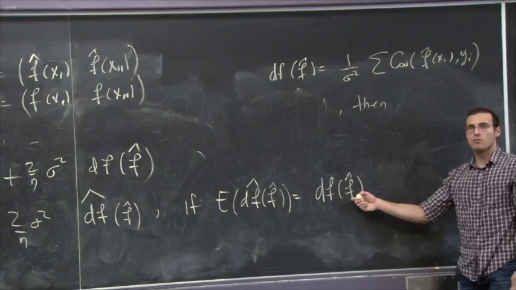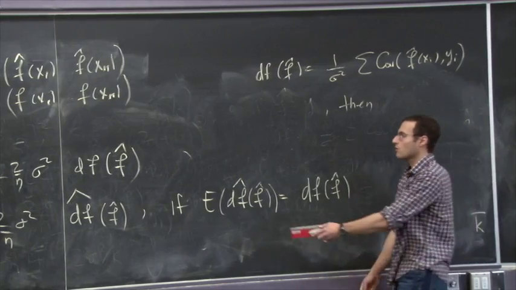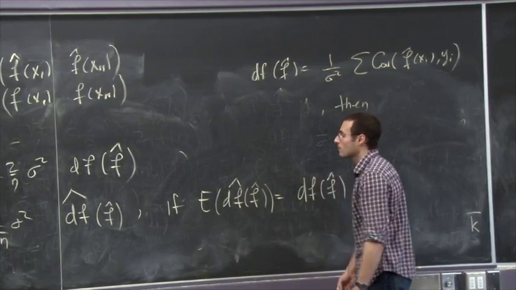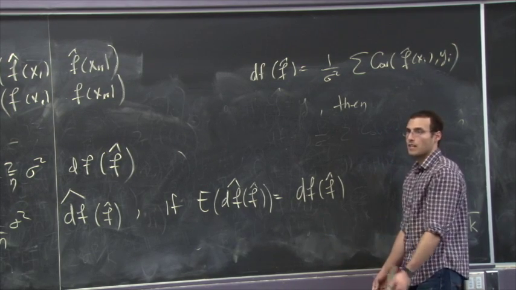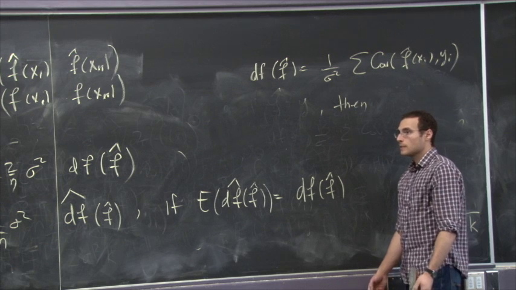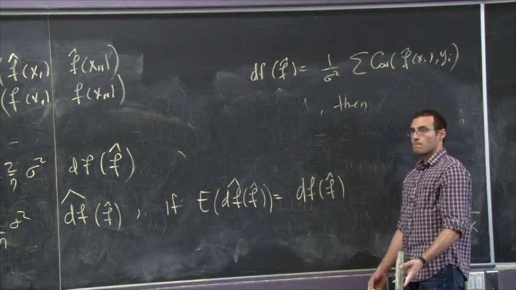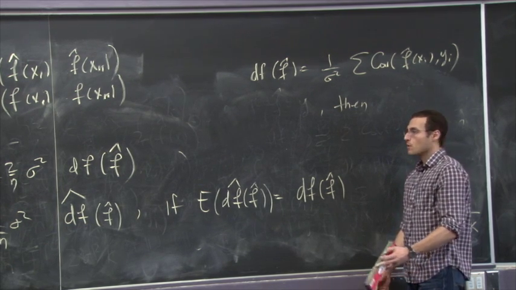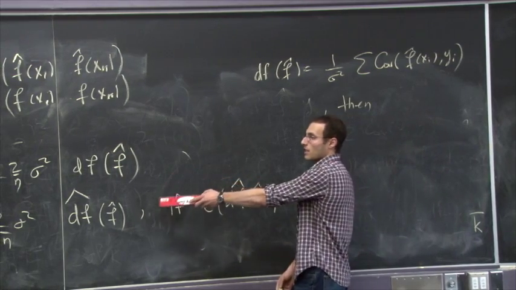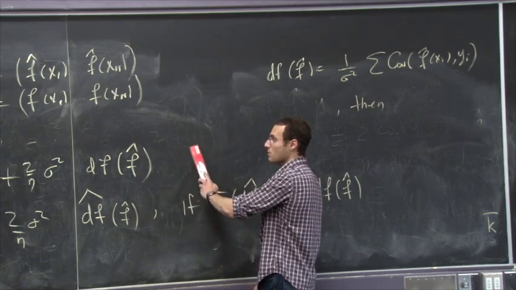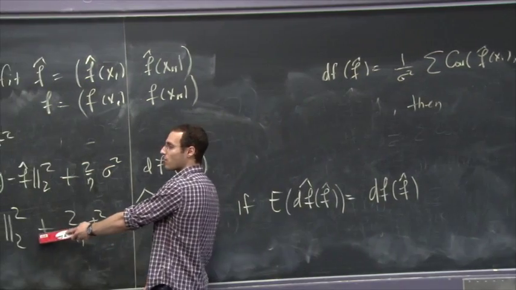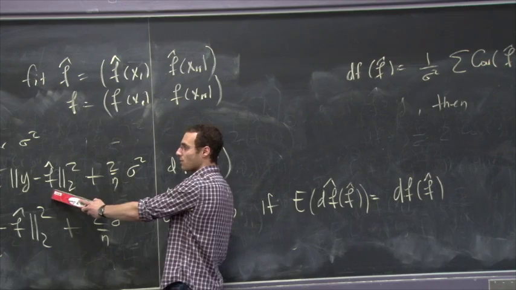So on average, it told us the right degrees of freedom, where this average is taken over the training data. Then what do I know about t hat? Well, take the expectation of t hat. What do you get? You just get this, right? Expectation goes through. Expected value of df hat is df. By assumption, expected value of the training error is the expected training error by definition.